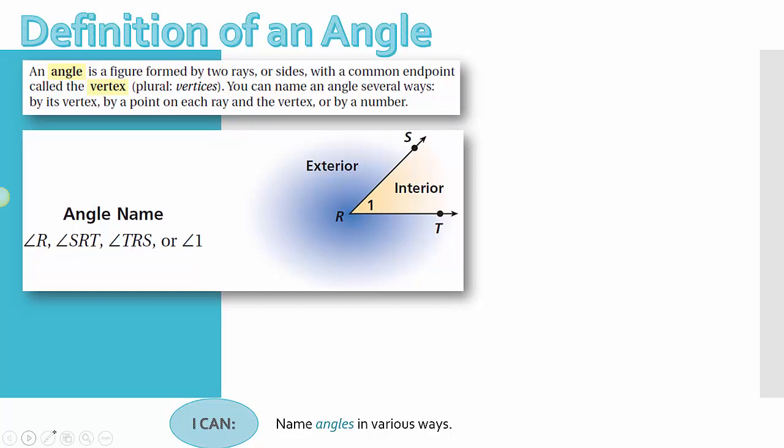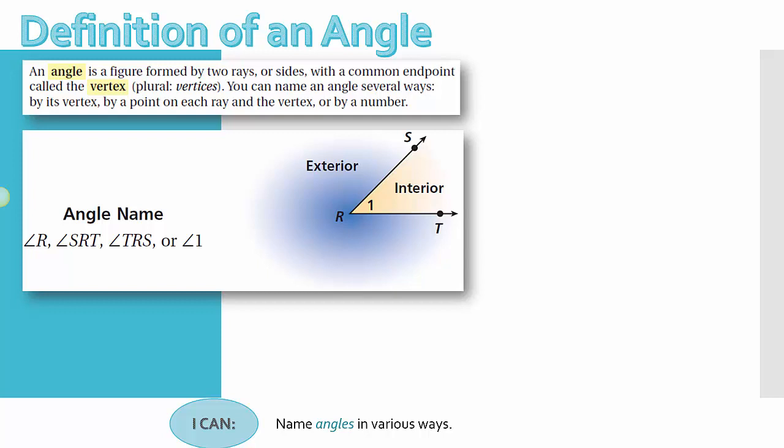So our definition of an angle: we can define an angle based on some of the other terms that we have previously defined. An angle is defined as a figure formed by two rays or sides with a common endpoint. That common endpoint is going to be called the vertex of the angle.